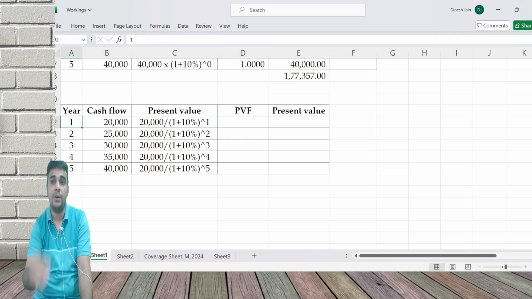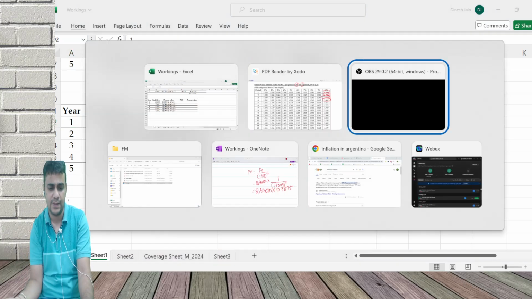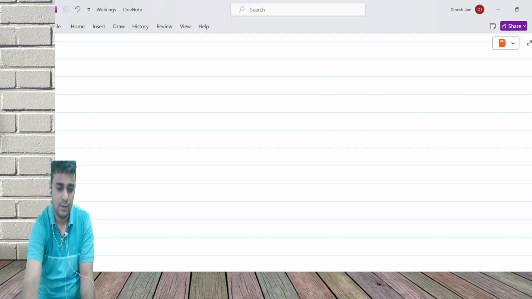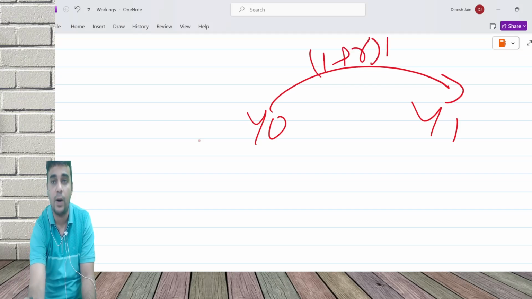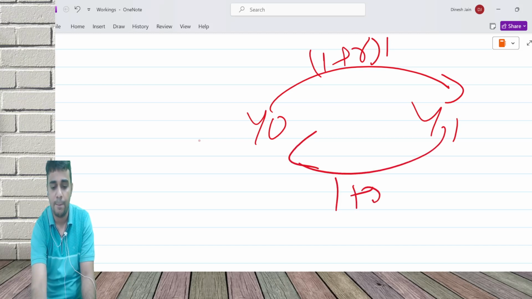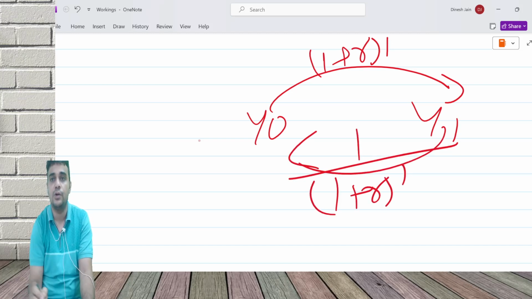Because from year 1, I'm going to year 0. Year 1 value, I'm taking it to year 0. See, the concept is very simple. You have a year 0 here, you have a year 1 here. If you want to go forward, you will do into 1 plus r power 1. If you go backward, you will do 1 plus r power 1, but division. You will have to divide it.